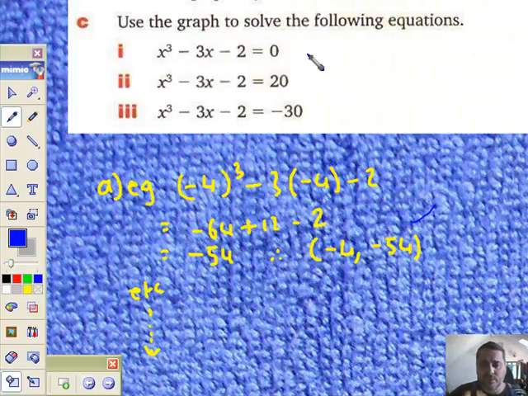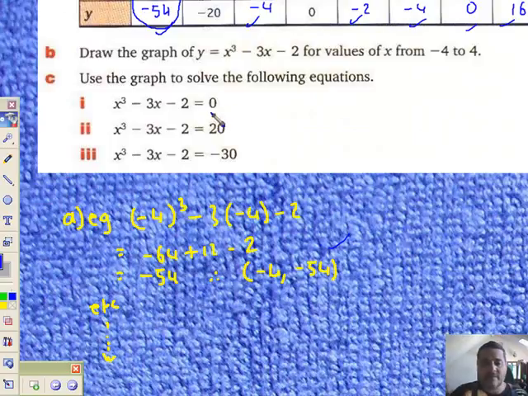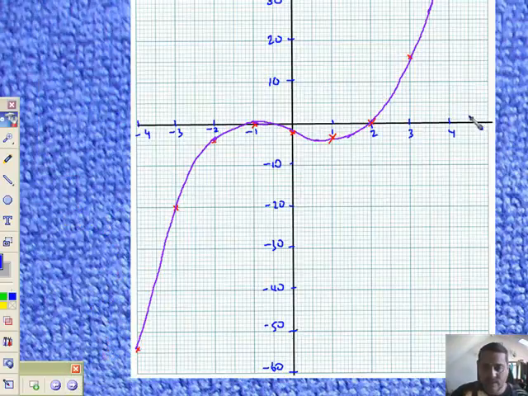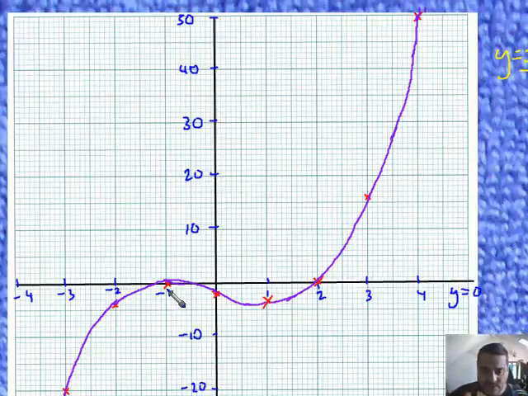Now let's answer one or two questions. Use your graph to solve the following equations. Where the graph equals 0, in other words, where it cuts through the line y equals 0. So let's just do that quickly. Where is y equal to 0? Here on the x-axis. So there's y equals 0. So I've got a solution. Oh, it's very, very hard to see. There and there. Yep, just two solutions only.